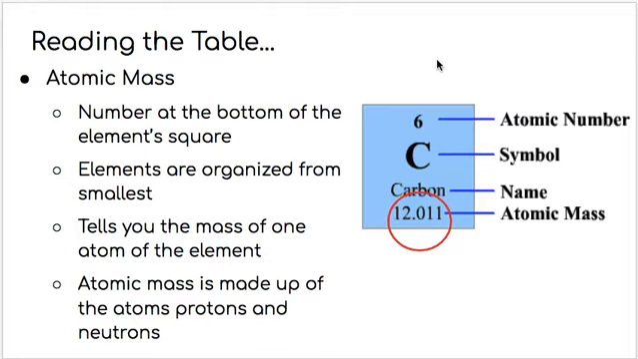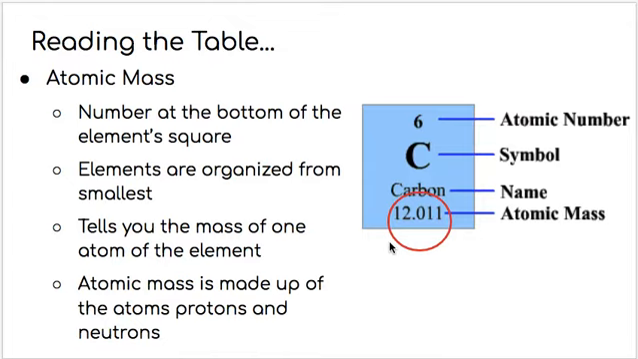The next piece of information that's provided in a square of the periodic table about an element is its atomic mass. This is the number, which is oftentimes a decimal or not a whole number, found at the bottom of the element square. For our example of carbon, we see that its atomic mass is 12.011. Elements, just like with atomic number, are organized in the same direction from smallest atomic mass all the way down to largest atomic mass. This tells us the mass of one atom of the element.